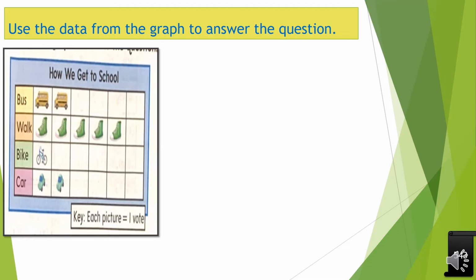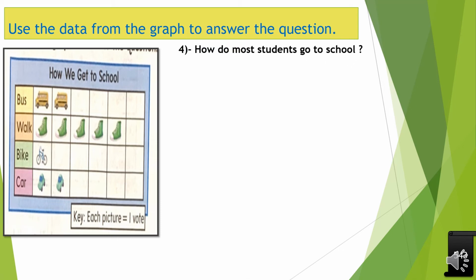Use the data from the graph to answer the questions. On this page, we have a picture graph about some students who voted for the way they get to school. Let's answer the questions. Question number 4. How do most students go to school?